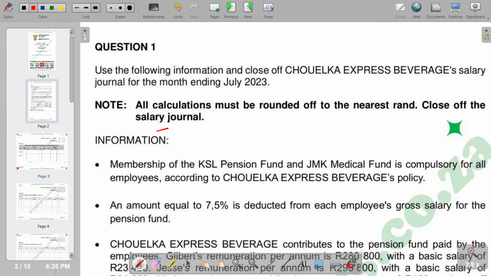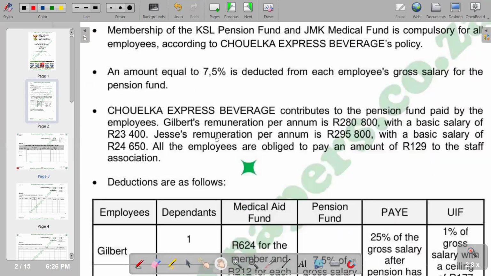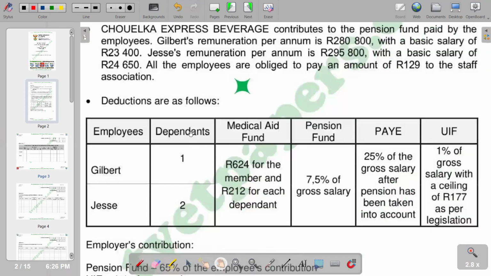So basically, this is what we have. This is the information that we have according to our question one. And of course, the deductions are as follows, with instructions in terms of how we are going to articulate the deductions. In particular, we have the medical aid fund, the pension fund, the PAYE, which is pay as you earn, and then we have UIF.